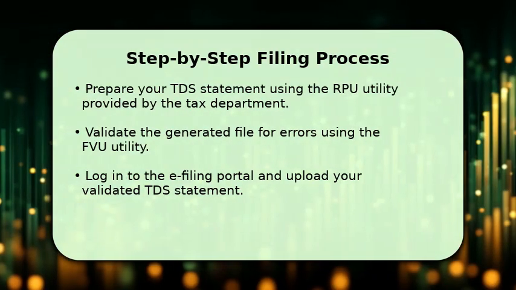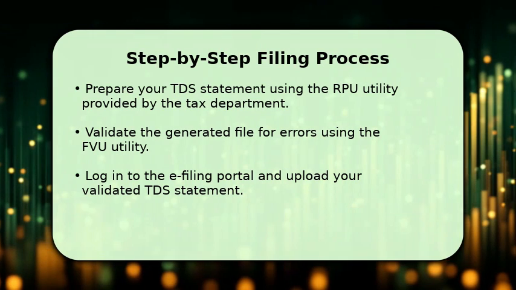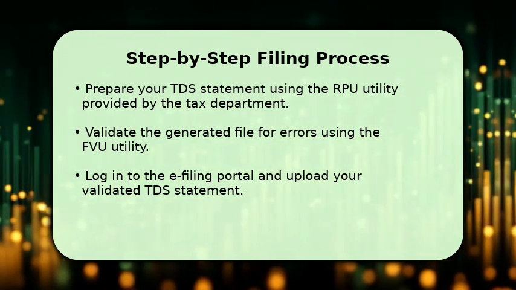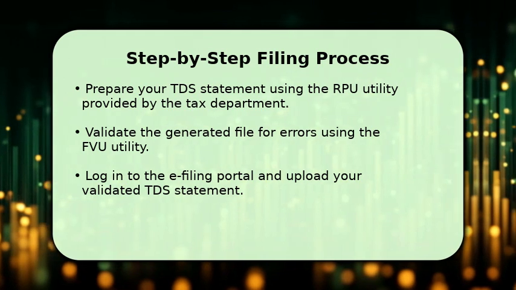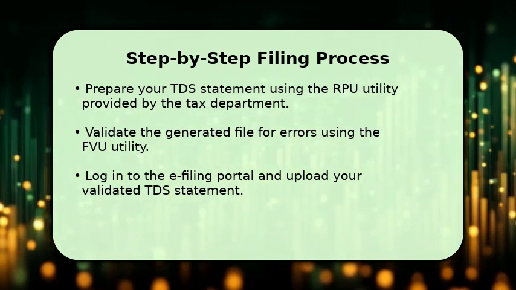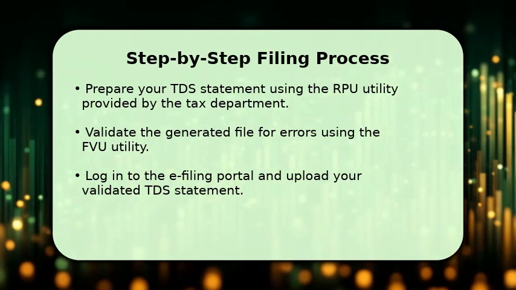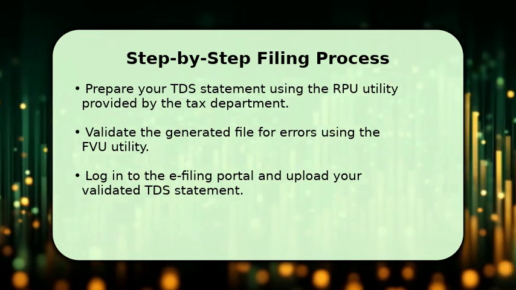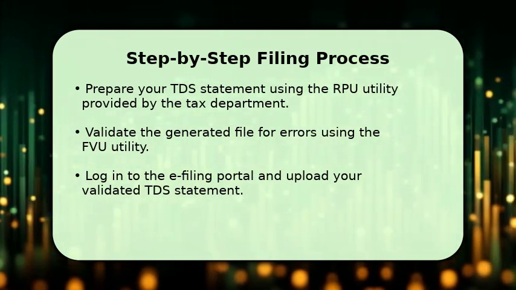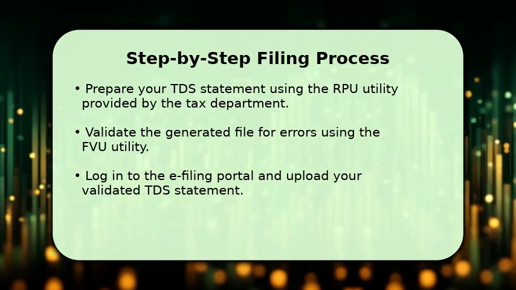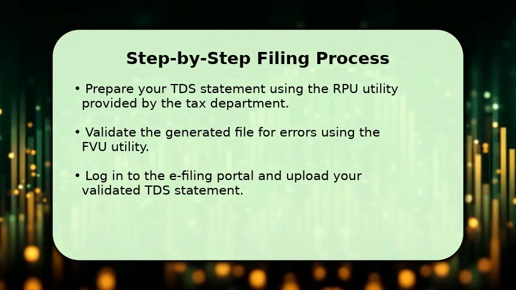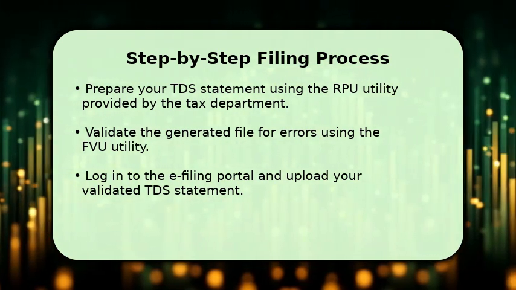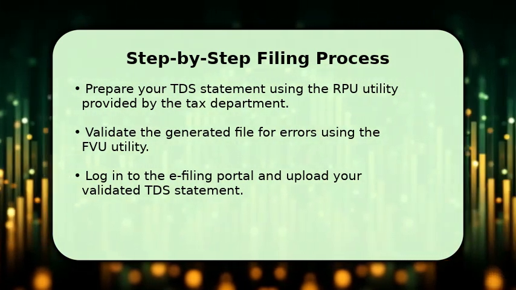Now, let's walk through the step-by-step process of filing your TDS return online. Begin by preparing your TDS statement using the Return Preparation Utility, or RPU, which is available on the tax department's website. This utility helps you accurately enter all necessary details. Once your statement is prepared, use the File Validation Utility, or FVU, to check for any errors. After successful validation, log in to the Income Tax e-filing portal and upload your error-free TDS statement. This ensures accuracy and compliance.